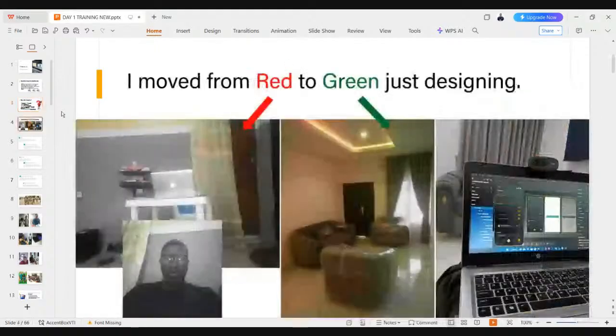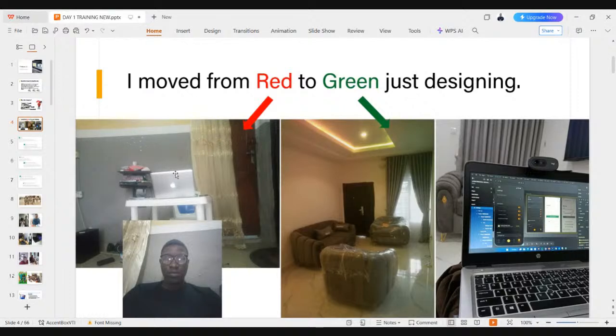So let's get in. I want you to know that I moved from this place. In fact, in this house, at this point I'd already learned UI/UX design. You can see I was already using a MacBook then. Things were already picking up, but this was where I started practicing actively.